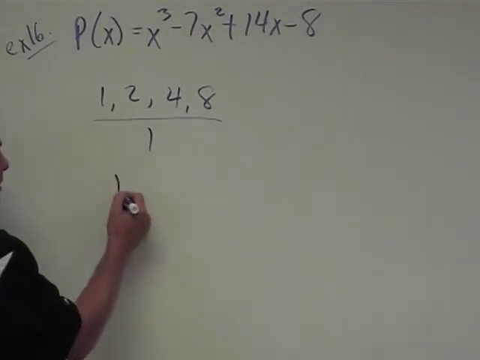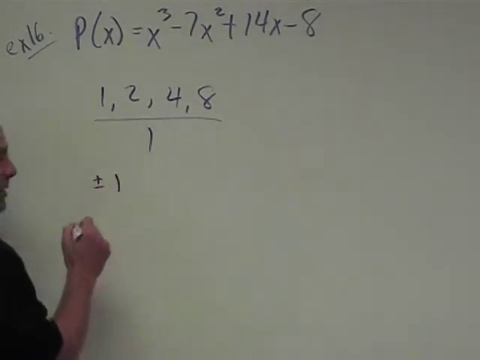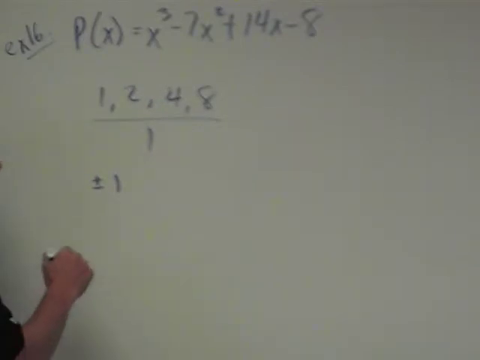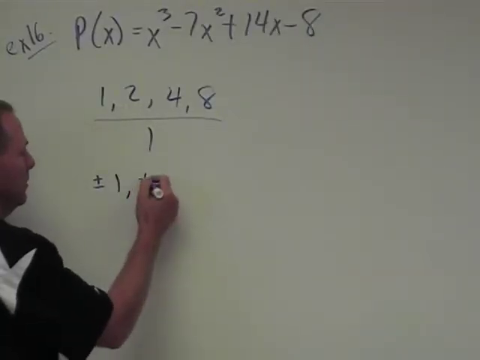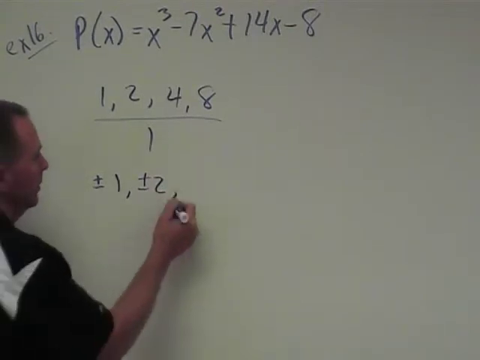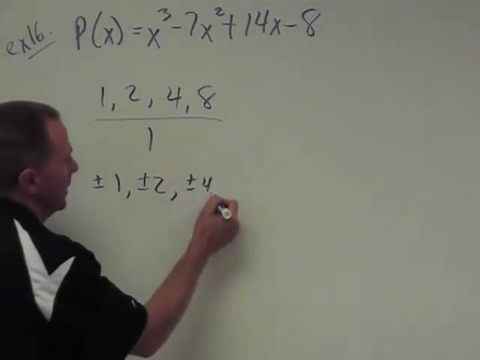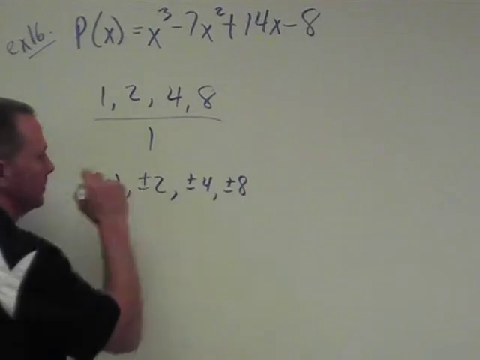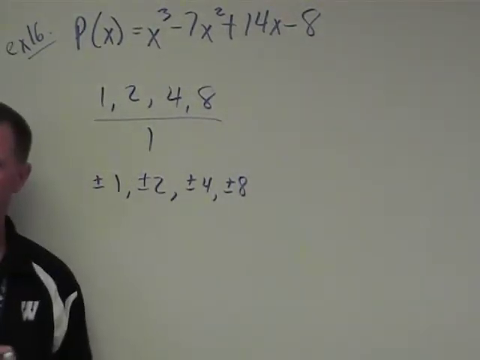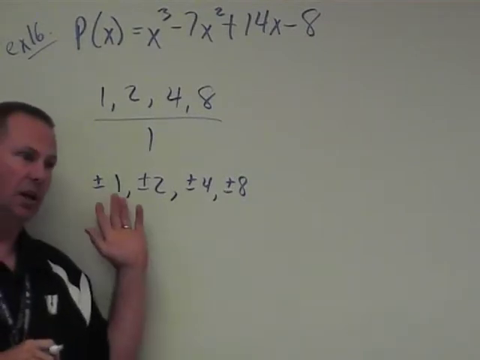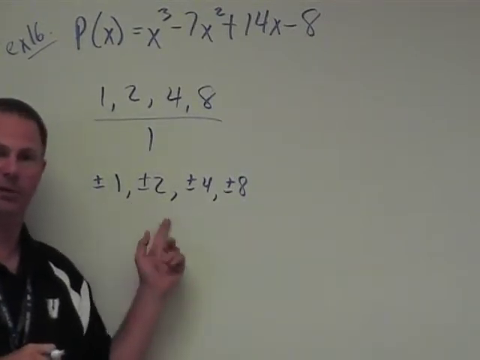So 1 over 1 is 1, and we want the positive and the negative of it. So there's two possibilities of the zero. 2 over 1 is 2. 4 over 1 is 4. And 8 over 1 is 8. So how many possible zeros are there? 8. There's 8 possible zeros. And you gotta check them. Check them until you find one.